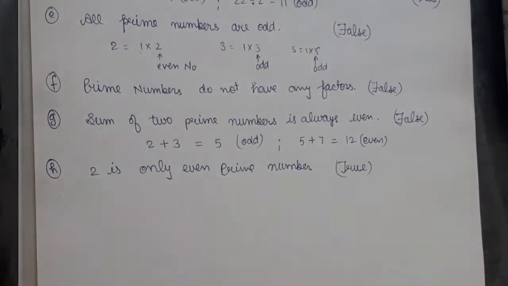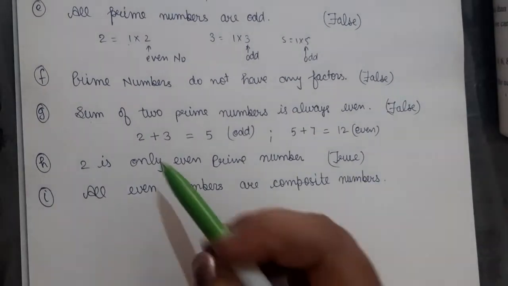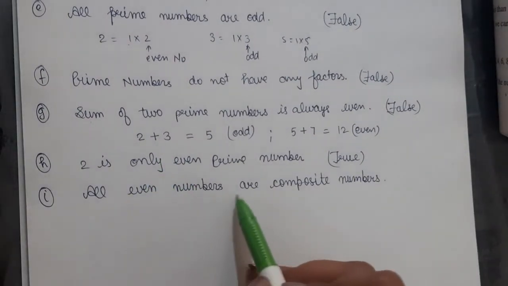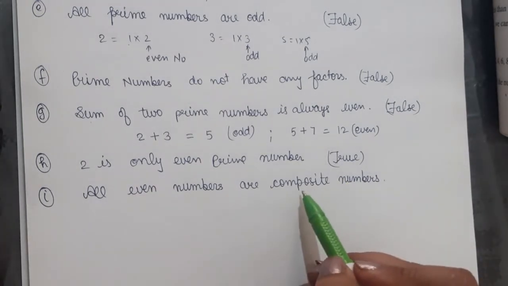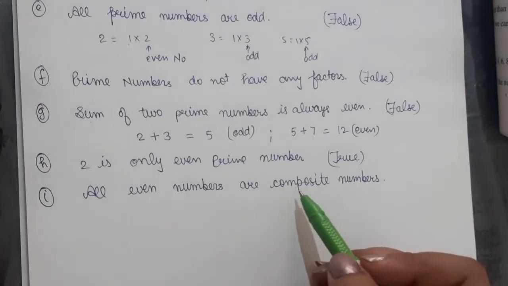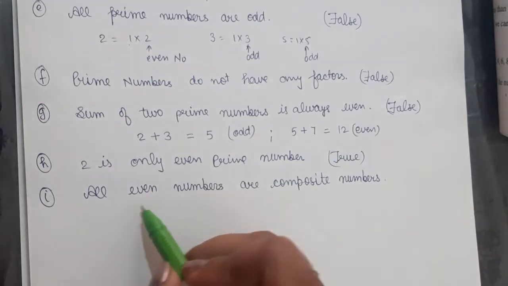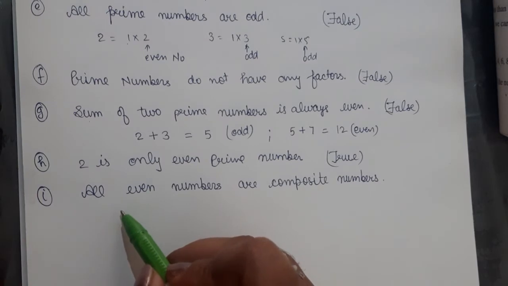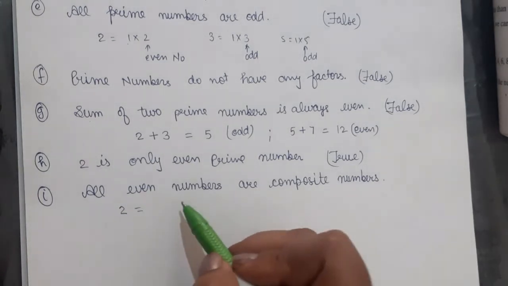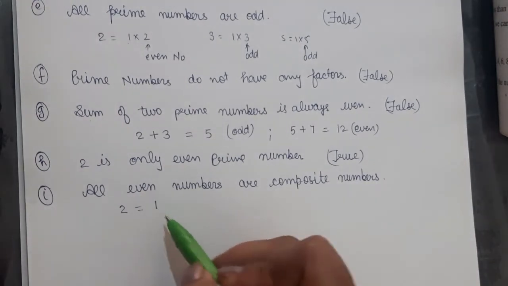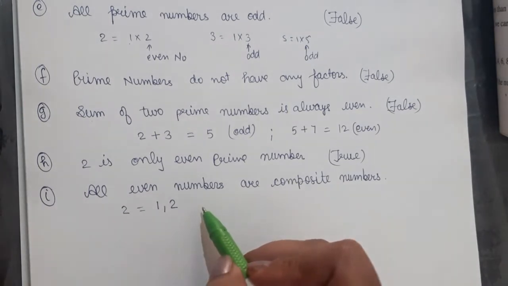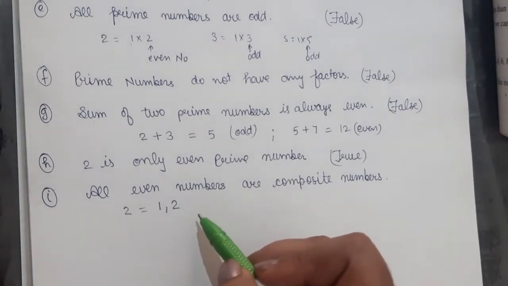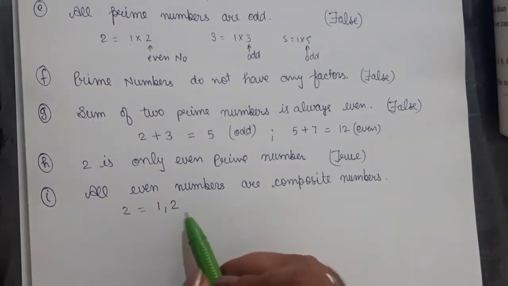So come to the I part. What the question is asking: all even numbers are composite numbers. Composite numbers are those having more than 2 factors. So let us check this statement. The smallest even number, what do we have? 2. Let's check how many factors it has. It is a factor of 1, it is a factor of 2 also, but we don't have any other table where we have 2 as a multiple. So this is the exception case.